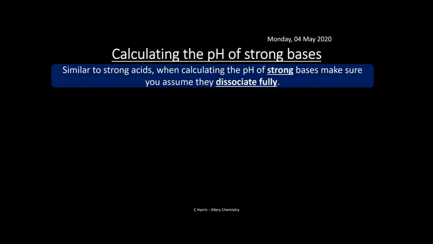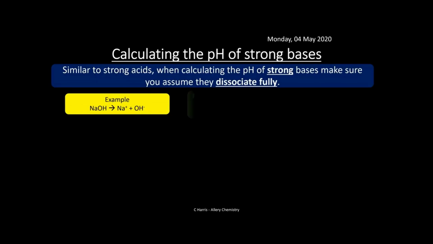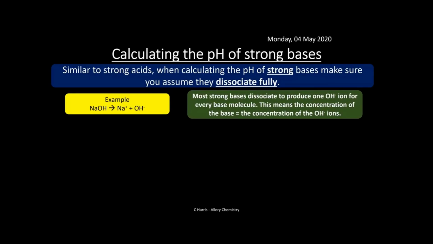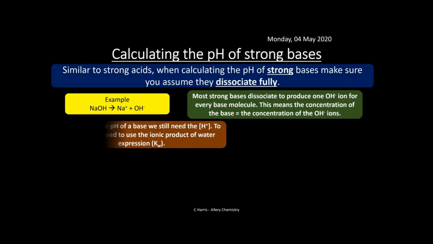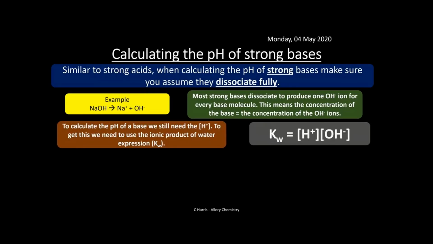Okay, so let's look at calculating the pH of strong bases. Similar to strong acids, we've got to assume that they dissociate fully. But we're dealing with a base instead. So for example, here's sodium hydroxide, which is a strong base. That dissociates fully into sodium ions and hydroxide ions. Most of these strong bases dissociate to produce 1 OH minus ion for every base molecule. So it's a pretty straightforward ratio. It means whatever the concentration of the base is will be the same as the concentration of OH minus ions that it produces.